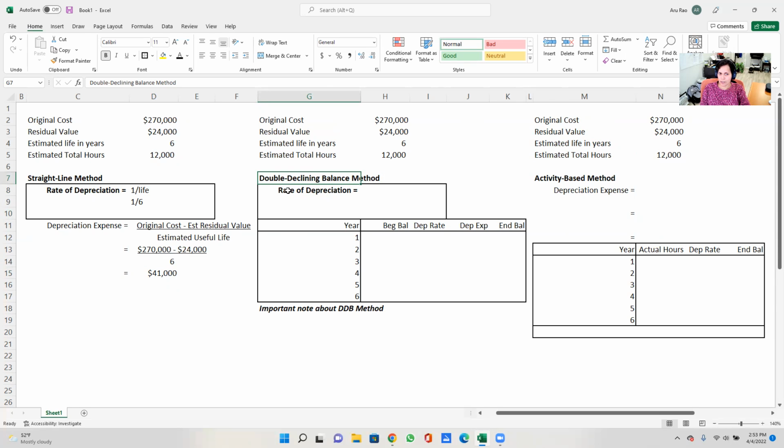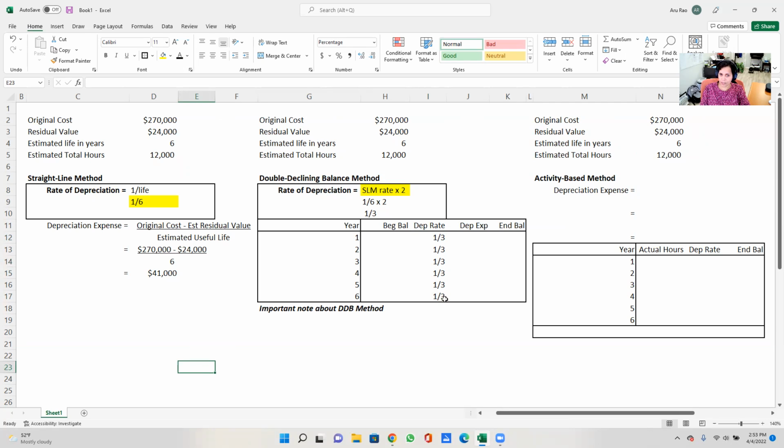The double declining balance method, the name double, let's see what we do in the rate of depreciation. What we do over here is, you take the information you have from the straight line method and you multiply by 2, which is why I've done this calculation over here. So I take this 1/6 and I multiply by 2, and my rate of depreciation is 1/3. That's the rate of depreciation I'm going to use for all 6 years. Here it was 1/6, here it is 1/3.